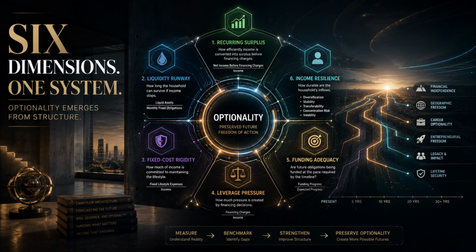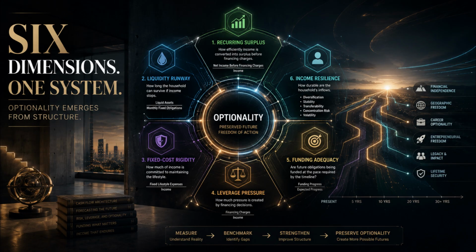Dimension 5, funding adequacy. Funding adequacy measures whether future obligations are being funded according to schedule. The formula is funding progress divided by expected progress, where the funding progress is the current fund balance divided by the target fund balance, and the expected progress is the time elapsed divided by the total time horizon. A ratio above 1 indicates the household is ahead of schedule. A ratio below 1 indicates the household is behind schedule.